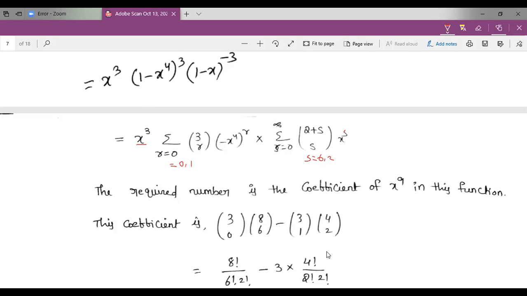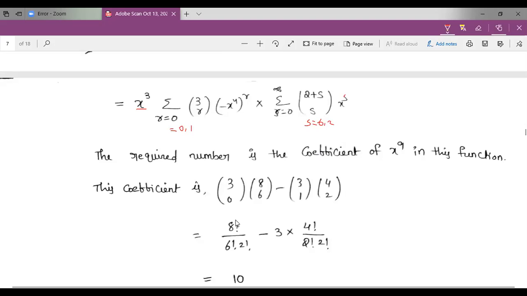We simplify these calculations. 8 factorial, 3C0 value 1. So 8 factorial over 6 factorial into 8 minus 6, 2 factorial, minus 3C1, 3, into 4C2, 4 factorial over 2 factorial into 2 factorial. So we get the value 10. So we have totally 10 ways to form a committee using the given constraints. Okay.